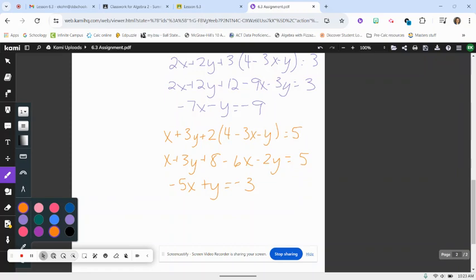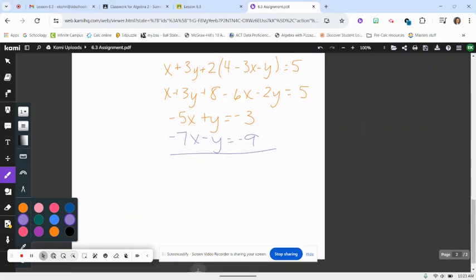Now notice that the final orange and the final purple are 2 variable equations. And nicely enough, they both have a y, so I could actually eliminate right there. Let me rewrite the purple here. So negative 7x minus y equals negative 9. I'm just going to add these together, and I'm going to get negative 12x equals negative 12, so x equals 1.